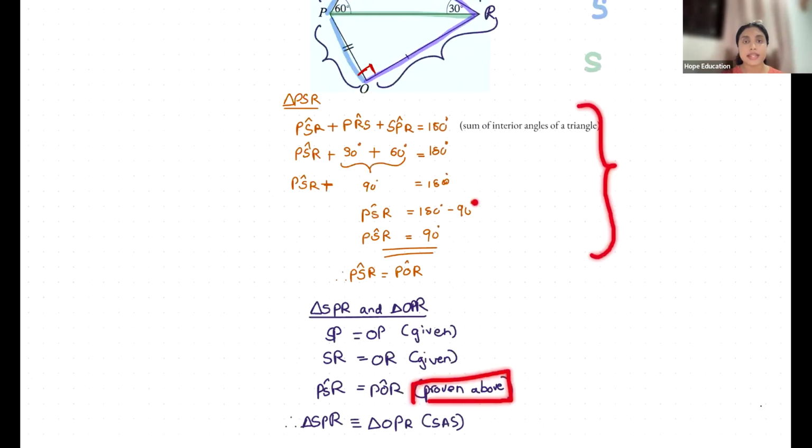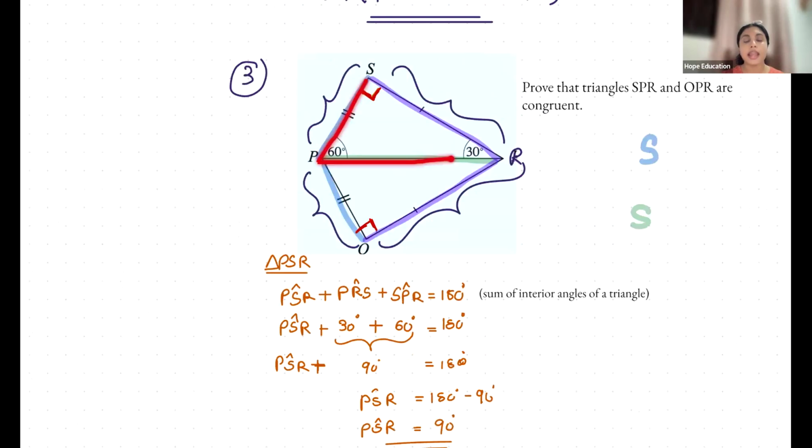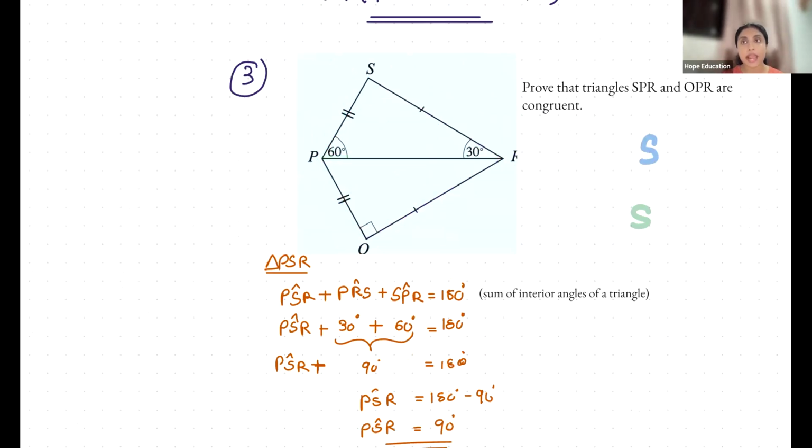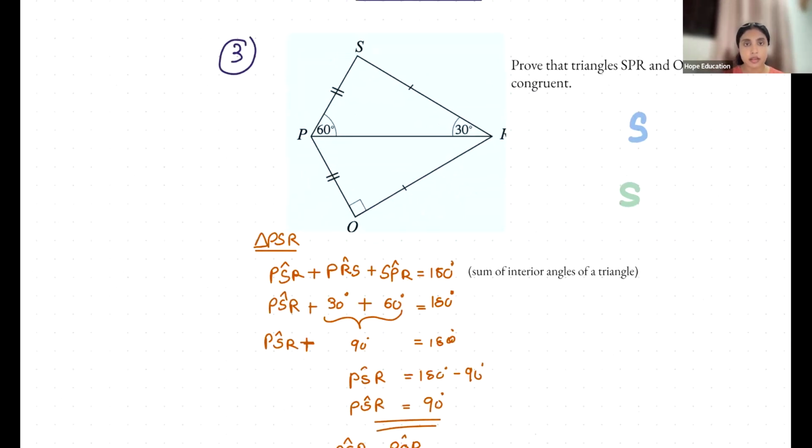So how did I get it? Inside the triangle PSR, I add the interior angles. In grade 9, we learned the interior angles in a triangle. When you add them up, it will be 180 degrees. So inside the PSR triangle, here I have the PSR angle, then here I have PRS, and here I have SPR. When you add all these three, it should be 180. Is that clear, Shelly?